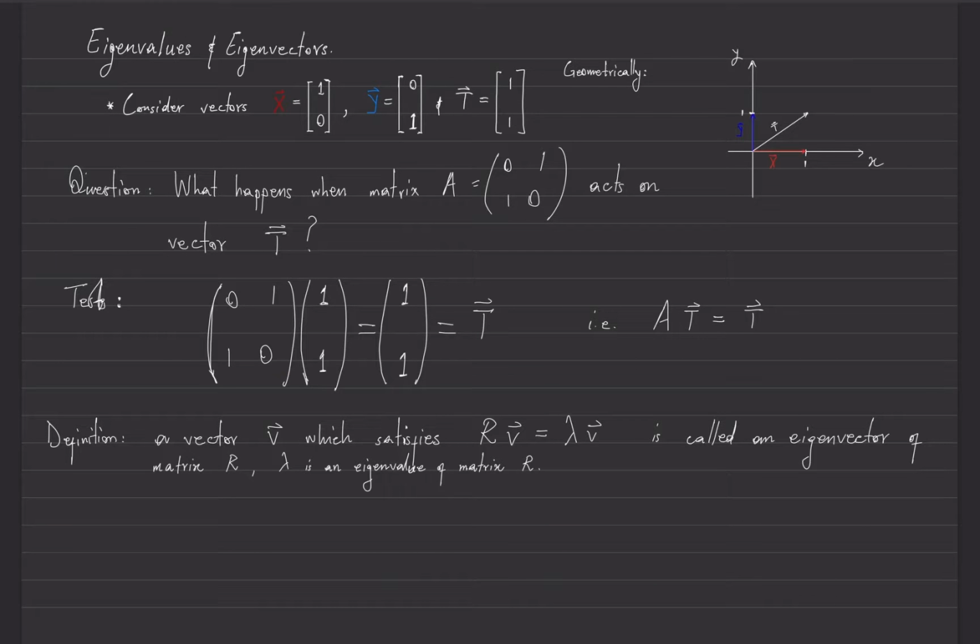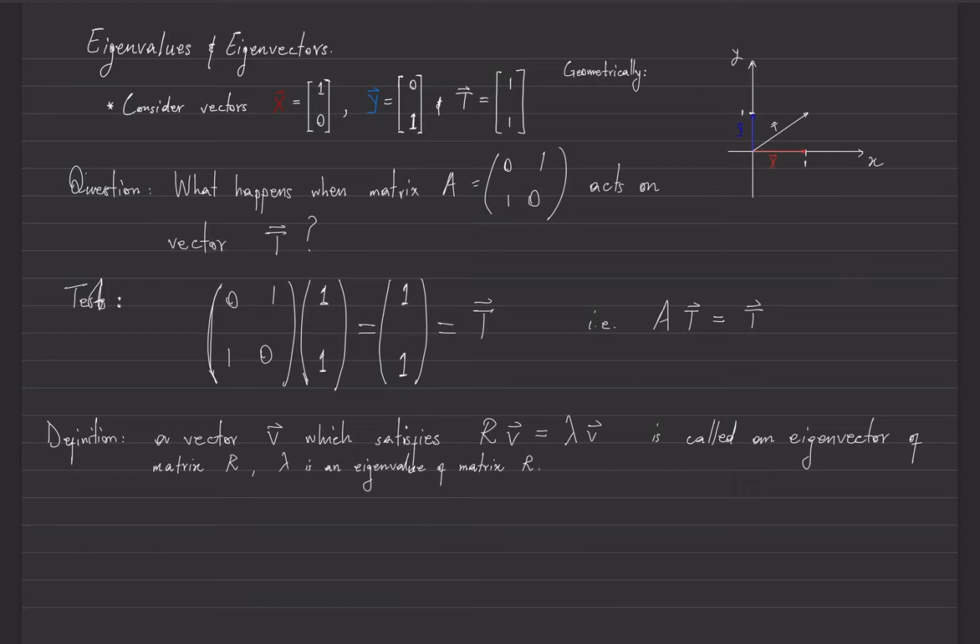Now for the second entry, it's going to be this row times that column. So 1 times 1 gives us 1, add to that 0 times 1. So this basically is 1 plus 0. This means our entry here is 1. But this column is nothing more than T bar itself. So effectively, we took this matrix and we took this vector, and we multiplied by this matrix, and it gave us back the vector we started off with.